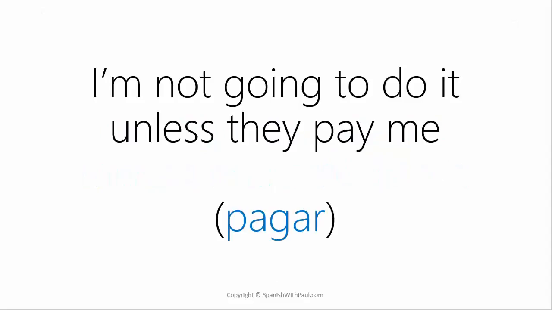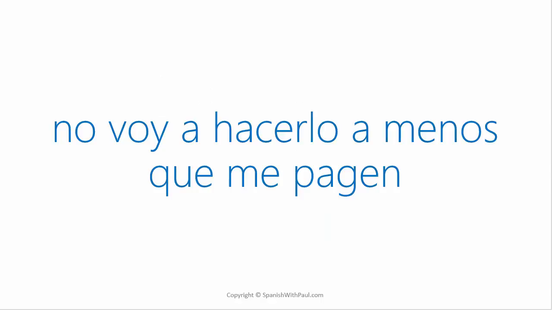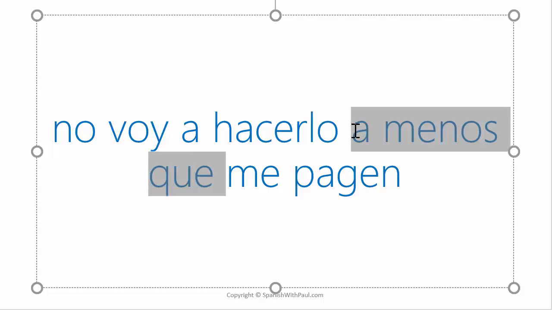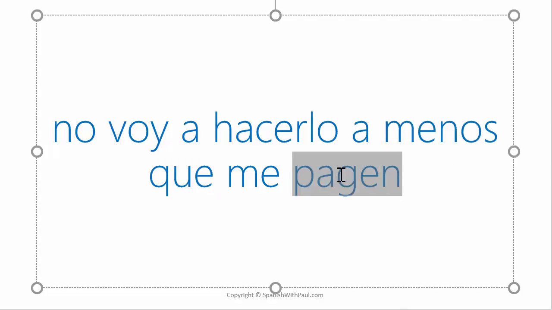Here's one more for you to try. I'm not going to do it unless they pay me. I've put the verb pagar at the bottom there to help you. So how would you say it? No voy a hacerlo a menos que me paguen. Normally it would be pagan because the verb is pagar. However, a menos que forces us into the subjunctive with this verb, me paguen.